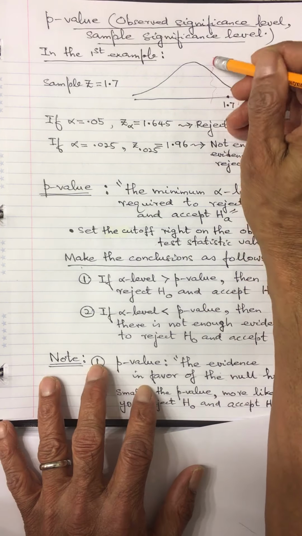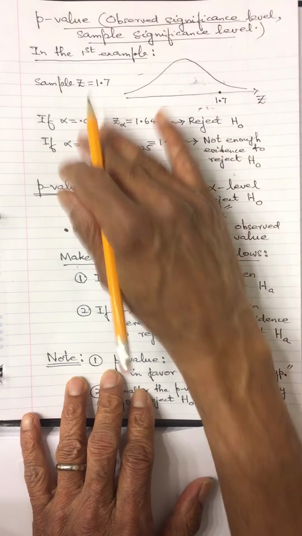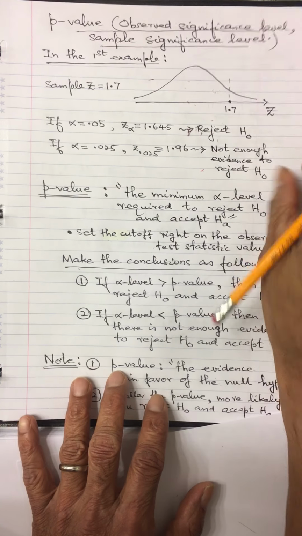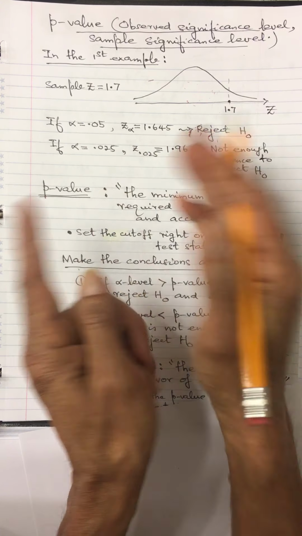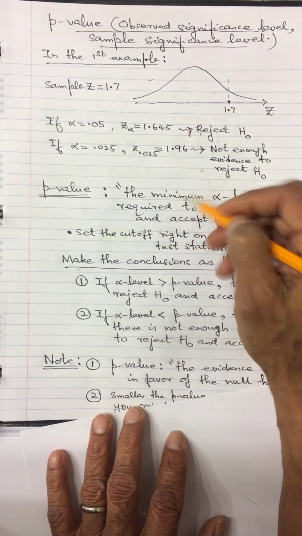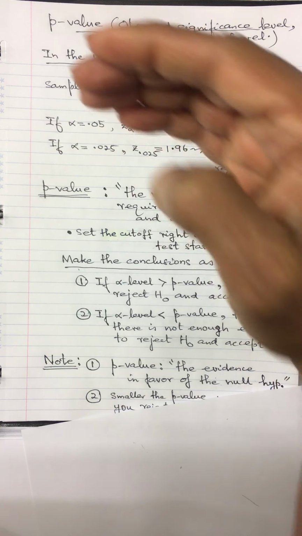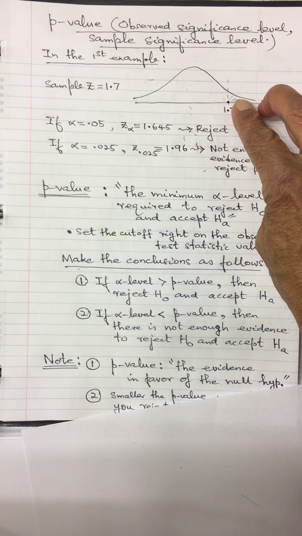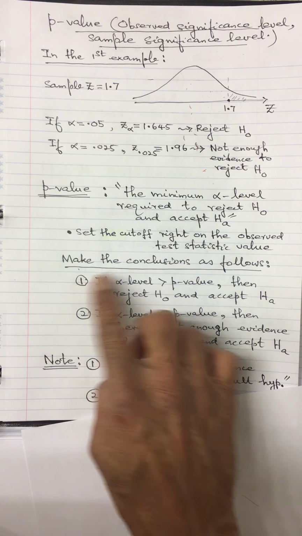So that's the definition. The p-value is the minimum alpha level required to reject H naught and accept HA. In other words, you need to set your cutoff right on this value. That's the minimum alpha. If you set your cutoff right on that, you barely have enough evidence to reject H naught and accept HA. So according to this question, this area is the p-value. What we are doing is figuring out the p-value, because this is supposed to follow the z distribution, and we know how to figure out this area.